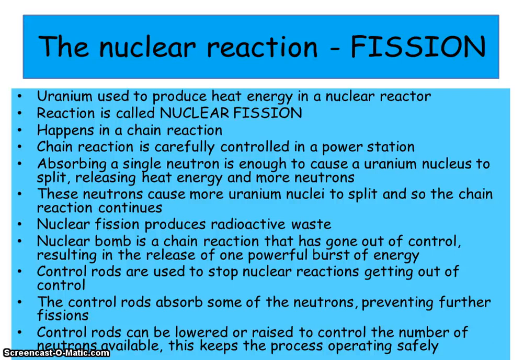Neutrons released in the first fission go to make more fissions. So basically the neutrons are fired into the radioactive substance, and that will split the nucleus, and then that will release more neutrons. Those neutrons will then fire into the next lot of radioactive substance, and so it will carry on as a chain reaction.